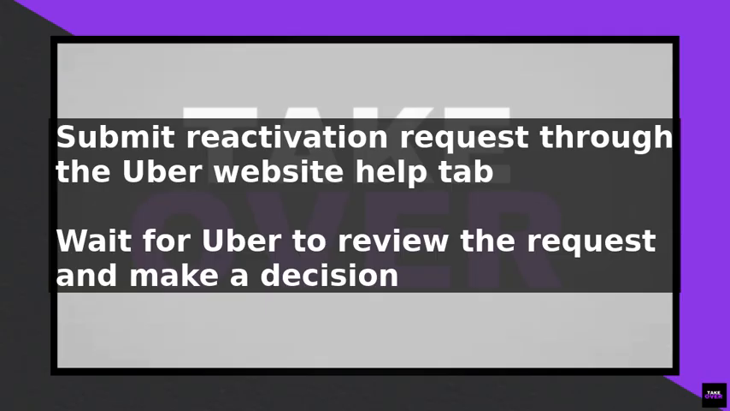By following these steps and providing the required information, you can increase your chances of reactivating your Uber driver account and getting back on the road. Remember to always follow Uber's terms of service and provide excellent customer service to your passengers to avoid deactivation in the future.